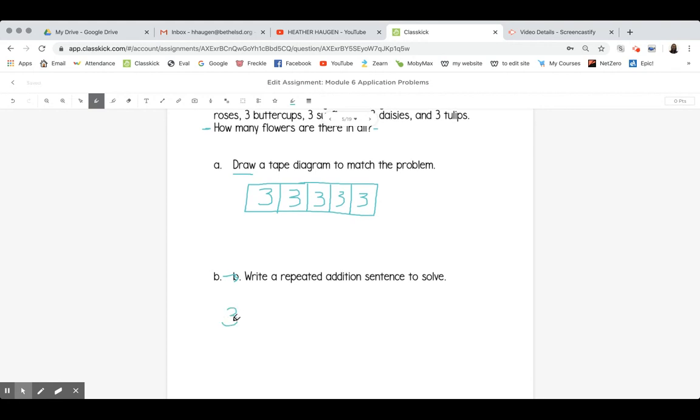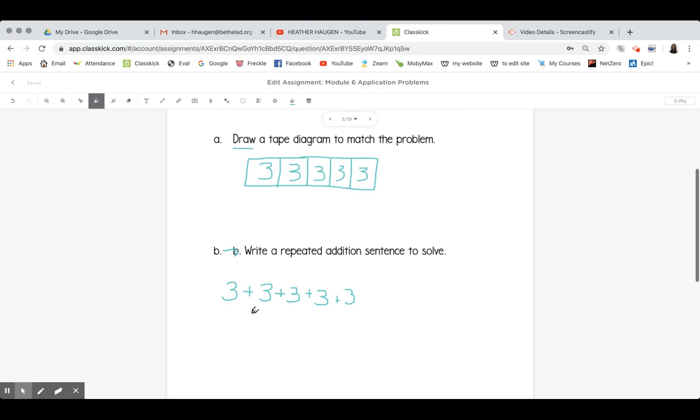So I'm simply going to write the 3's out, and this time I'm just going to put the little addition in between them. Make sure I have 5 3's. Go ahead and do this addition on your packet. So I have 3 plus 3 plus 3 plus 3 plus 3.